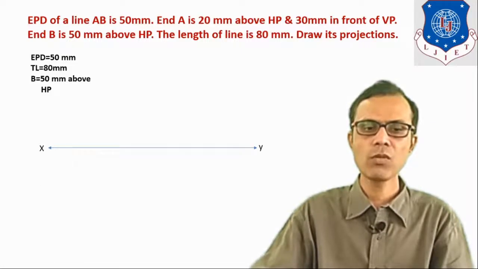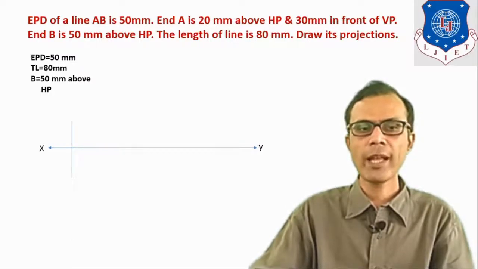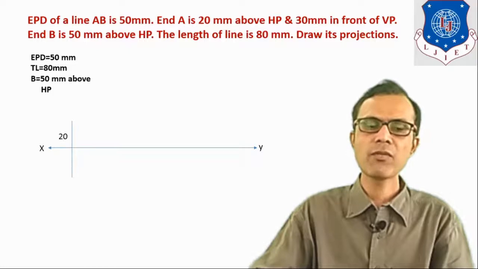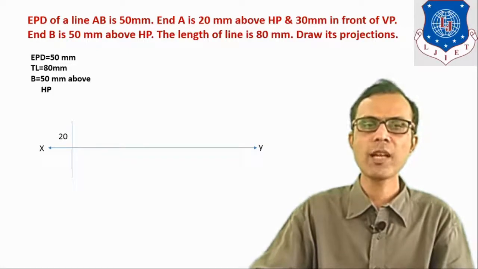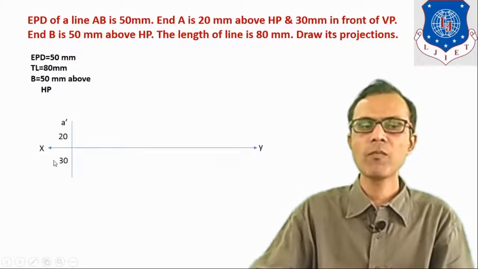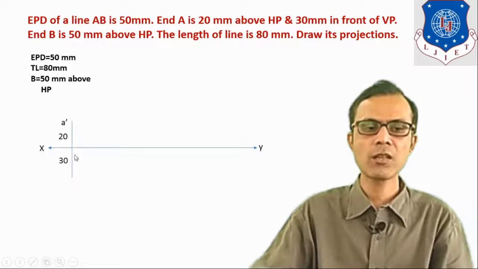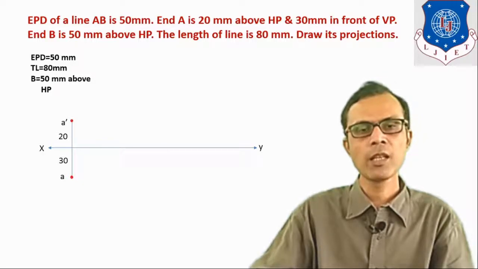So first draw the reference line XY. On it draw a projector for end A. It is 20 above HP, so above the XY line, take a distance of 20 mm. That is point A dash. It is 30 mm in front of VP, so take this distance of 30 mm below the XY line. That is point A. So we got points A dash and A.